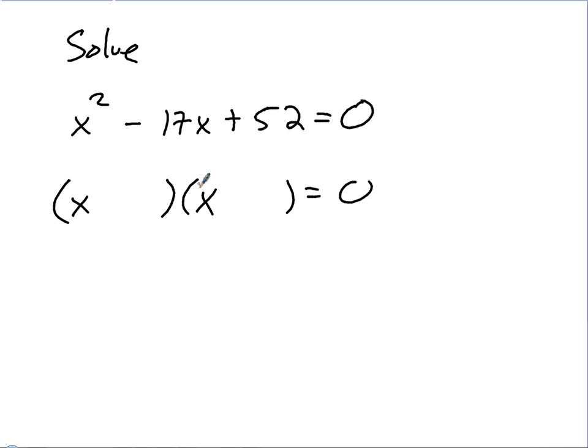So what do they have to do? Both have to be negative. They're going to multiply to a positive and add to a negative, and they've got to multiply to 52, right? So we've got to find the factors of 52 that are going to add up to 17, both negative.